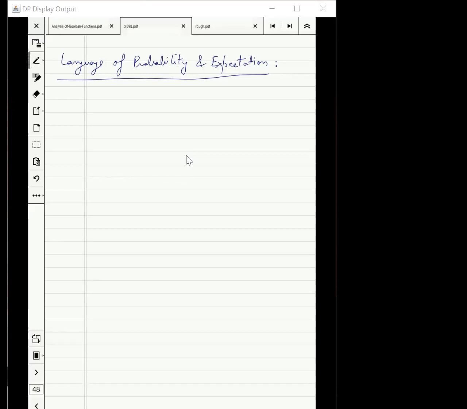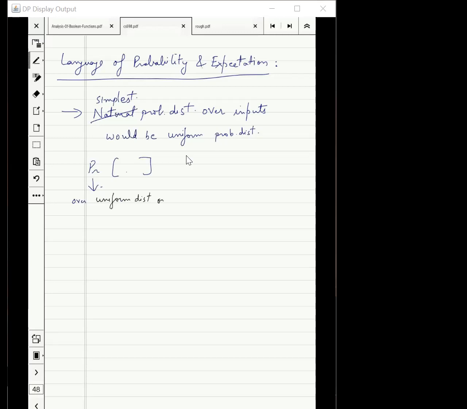Okay. Yeah. So what do I mean by language of probability and expectation? Whenever I talk about probability, I should have a probability distribution in mind. It will change, but the most natural probability distribution over inputs would be, well, binomial distribution. That's not the simplest. Okay, let me not say natural. The simplest: uniform distribution. Right. Uniform probability distribution. That means whenever I write probability of some event, this probability is taken over the uniform distribution on inputs. That means every x is chosen with probability 1 by 2 to the power n.